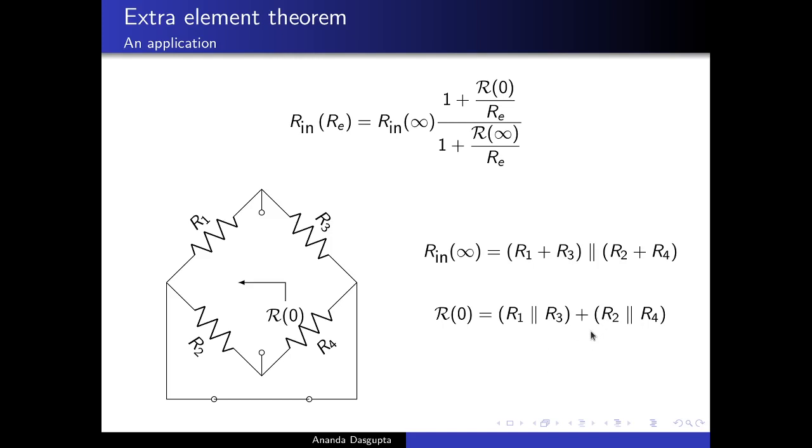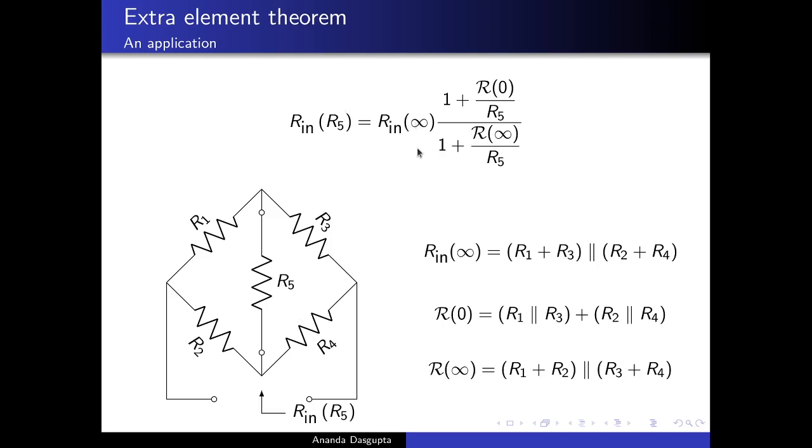Curly R infinity, the last ingredient that you need: you just open this out. And if you open this out, of course, from the point of view of this extra element terminal, the bridge arm for our Wheatstone bridge is R1 plus R2 parallel with R3 plus R4. So these are the three expressions you have. Plug them back into our formula, and Rin R5 is simply this expression.